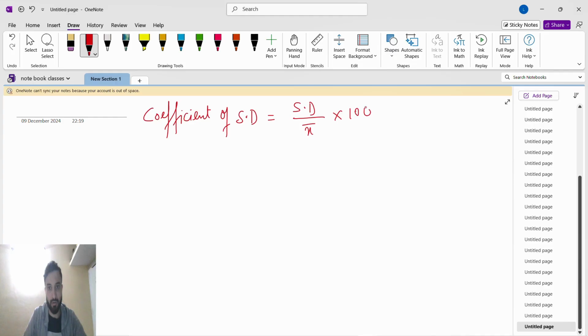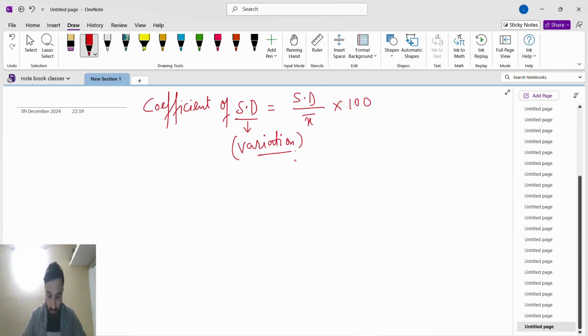Into 100. Okay, so the coefficient of standard deviation, sometimes they will say to find the coefficient of variation. So coefficient of standard deviation is also called the coefficient of variation. In place of coefficient of standard deviation they will say to find the coefficient of variation, both are the same. Don't think that it is out of syllabus, no, coefficient of standard deviation or coefficient of variation, both are the same.